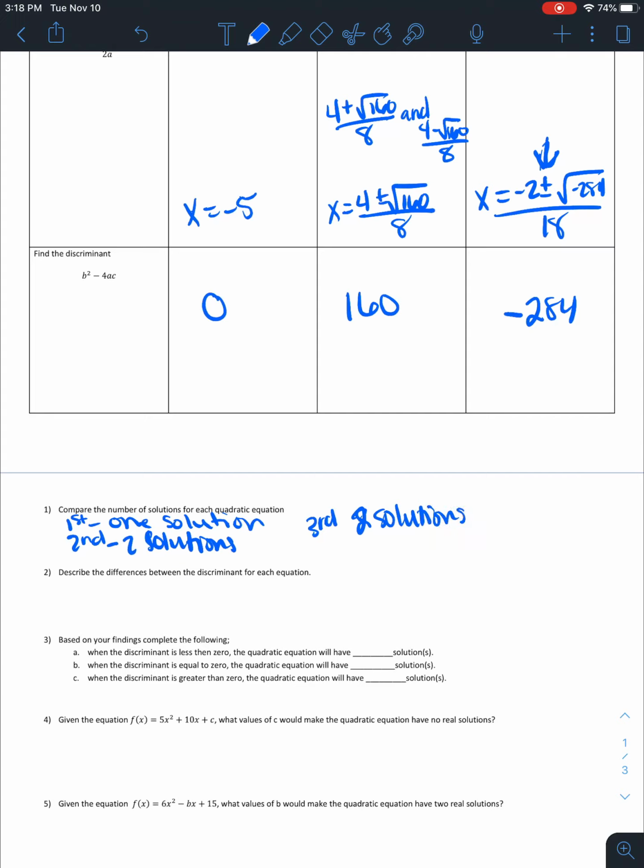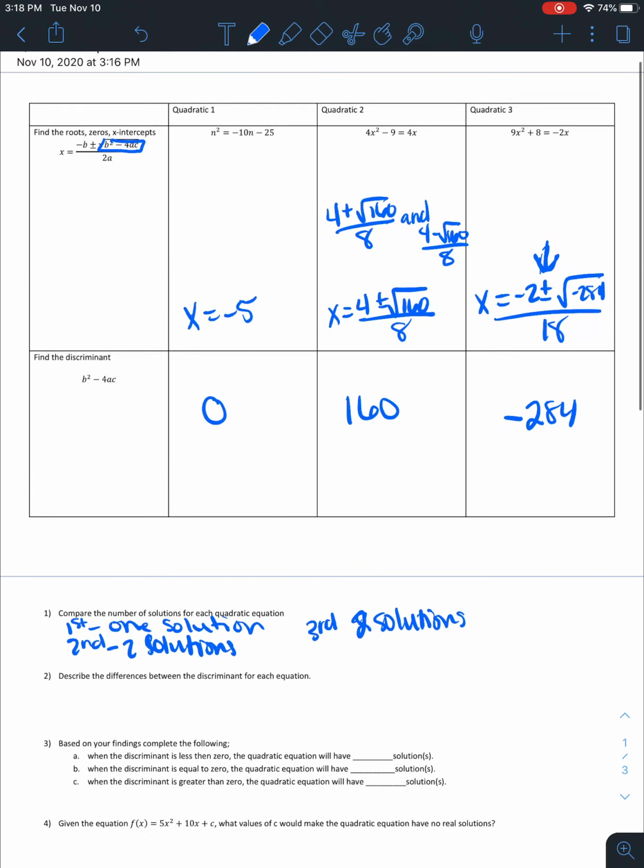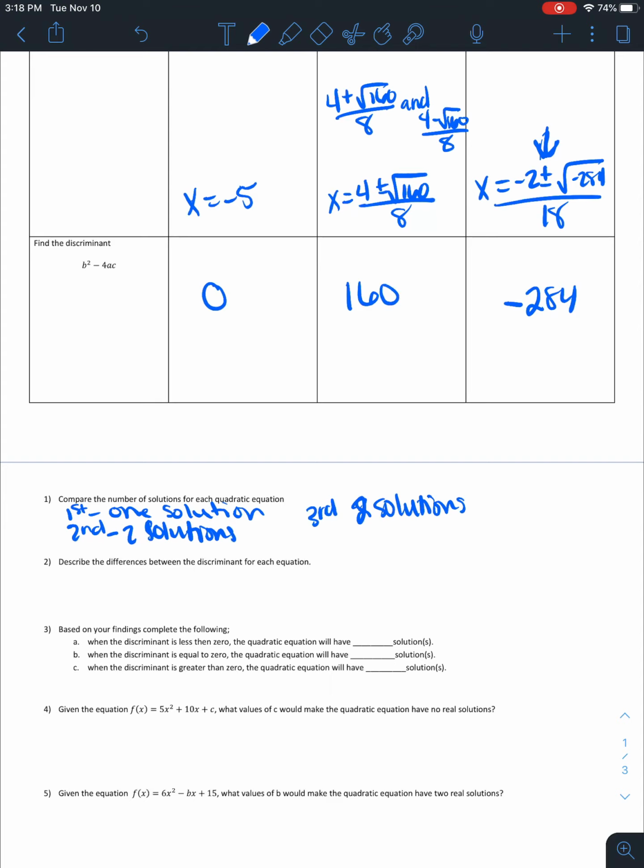Okay, so then we want to describe the differences between the discriminants. Well, the first quadratic, we have 0. The second quadratic and the third quadratic are different because this is a positive and this is a negative. So we have a positive answer here and a negative answer here. Okay, so based on these findings, what do we notice?